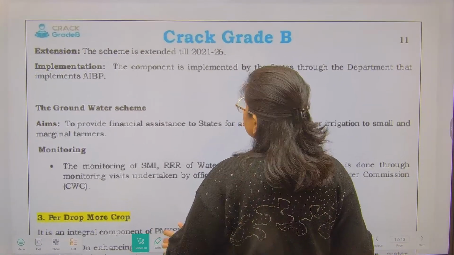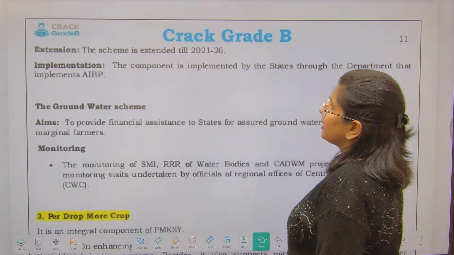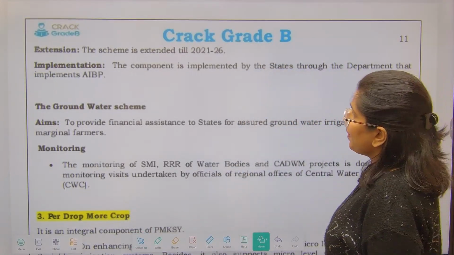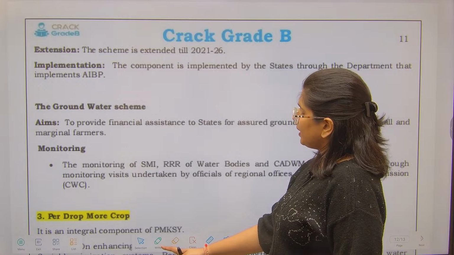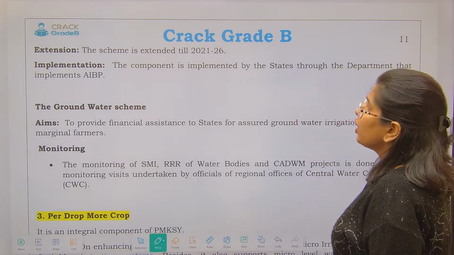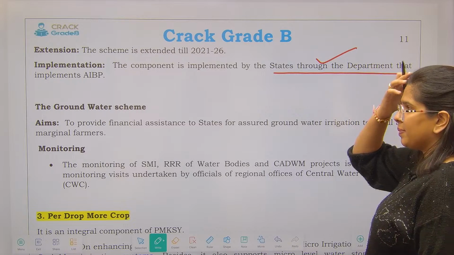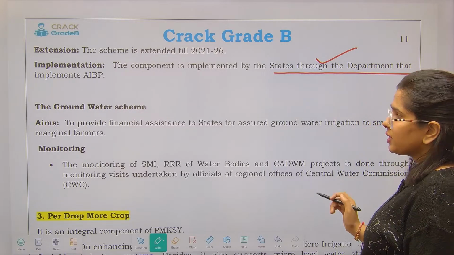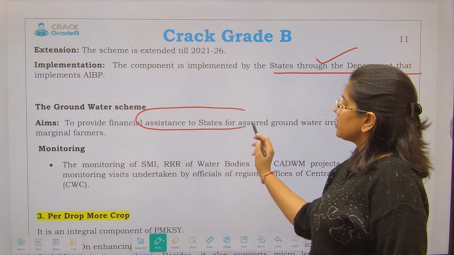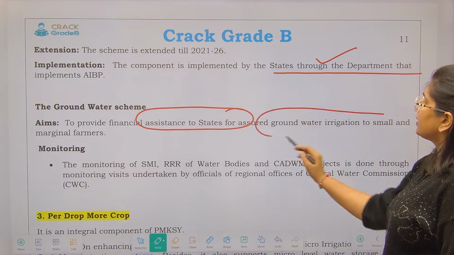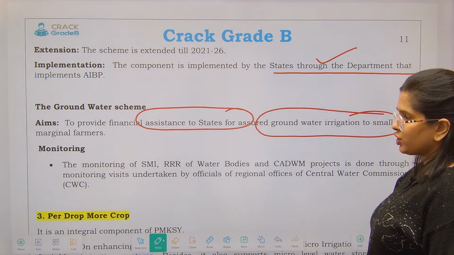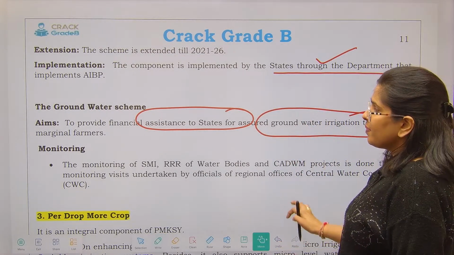Scheme is extended till the year 2021-26. This particular component is being implemented by the states through the department that implements AIBP. Now it is having a groundwater scheme as well. It provides the financial assistance to the state for the assured groundwater irrigation to small and marginal farmers, right?